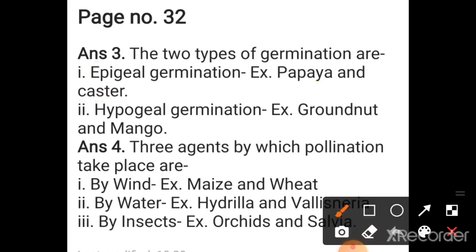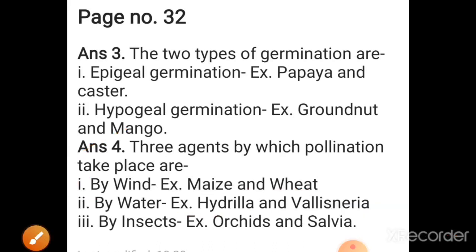Now fourth question, name 3 agents by which pollination takes place in plants. Also give 2 examples of plants in which pollination takes place by these agents. So 3 agents by which pollination takes place are by wind, example maize and wheat; by water, hydrilla and vallisneria; by insects, orchids and salvia.